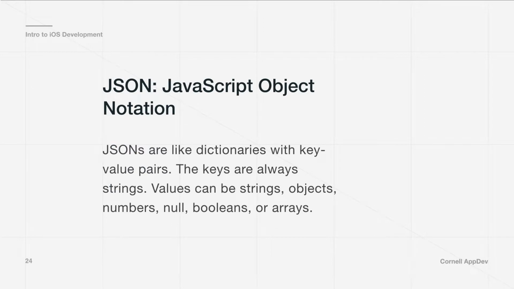Cool. Now we're going to be talking about JSON. JSON stands for JavaScript Object Notation, and basically it's just a dictionary. A dictionary, as you know, has keys and values. In JSON, the keys are of type string, and the values can be strings, objects, numbers, booleans, arrays, or null. So it's essentially just a dictionary object.